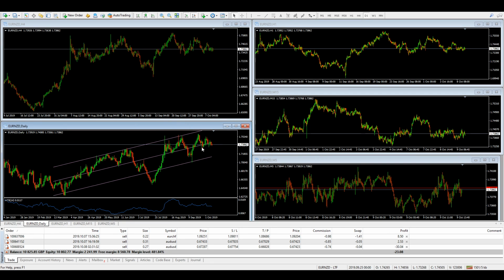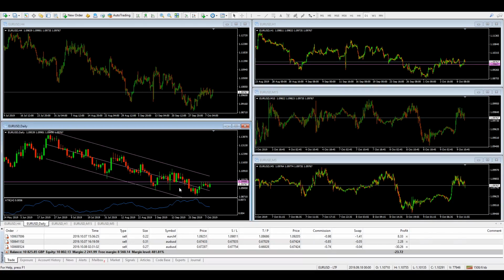Euro NZD, it's just higher highs and higher lows, but it's bang in the middle of our standard deviation channel. Want it to fall back, find support at these levels and show signs of moving higher, so pass on that one.